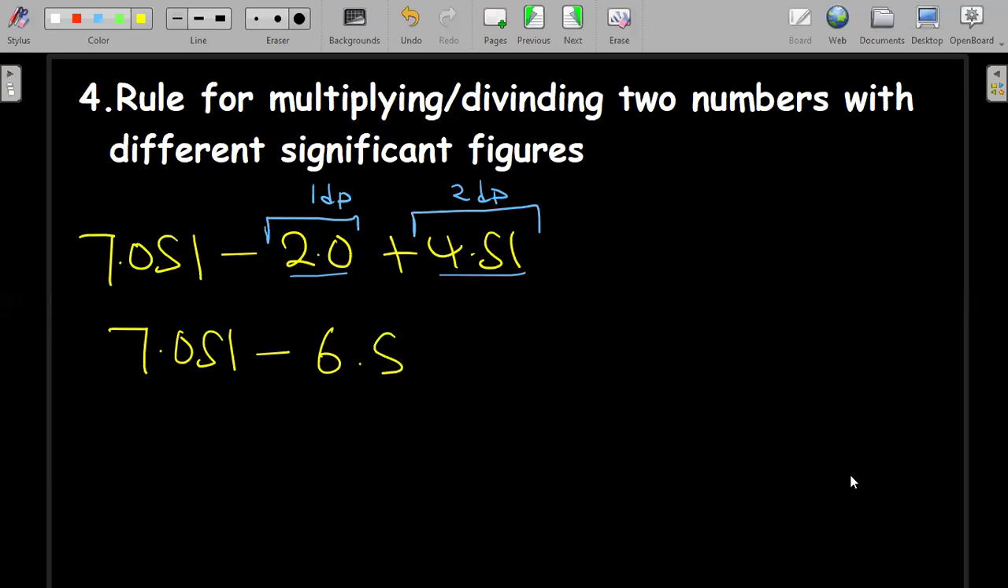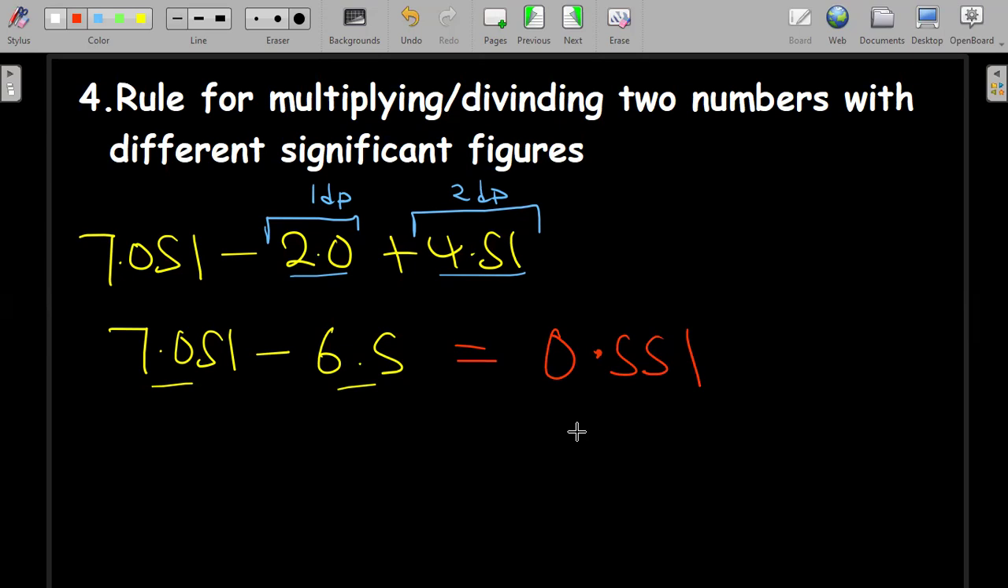So I was saying here, when we add those two numbers, the answer you should get should have one decimal place. So this is what we got, 6.5. And then the last part will just be subtracting this and this one. Just punch them on your calculator. So you have 7.051 minus 6.5. If I subtract that, I'm getting 0.551. So this is what I'm getting.